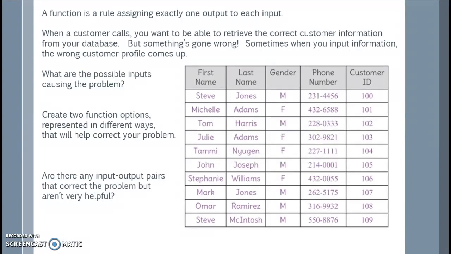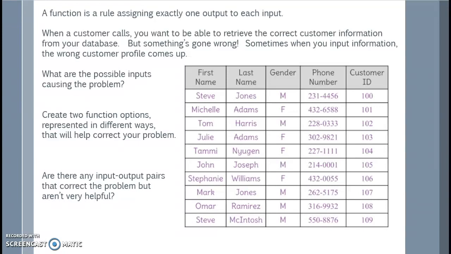When a customer calls, you want to be able to retrieve the correct customer information from your database. But something's gone wrong. Sometimes when you input information, the wrong customer profile comes up. What are the possible inputs causing the problem? Create two function options represented in different ways that will help correct your problem. Are there any input-output pairs that correct the problem but may not be very helpful?